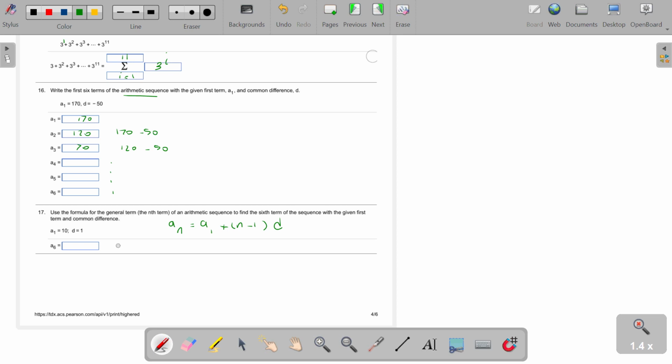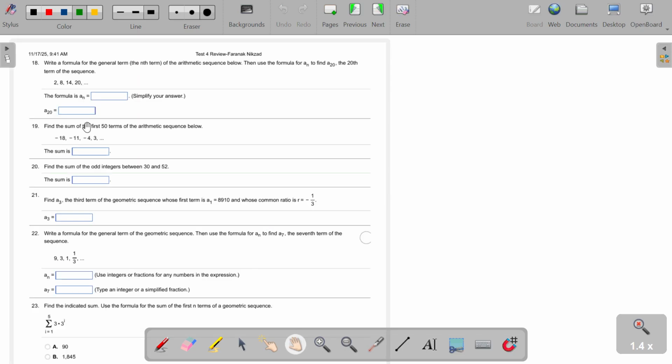Now for this specific sequence, A1 is 10 and D is 1. I'm not going to touch N at this point because this is my general term. For the general term, we're going to keep the N. But when I'm trying to find A6, the N will be replaced with 6. So this will be 10 plus 6 minus 1 times 1. So this is 5 times 1 is 5, plus 10 is 15. So 15 is the 6th term of this arithmetic sequence.